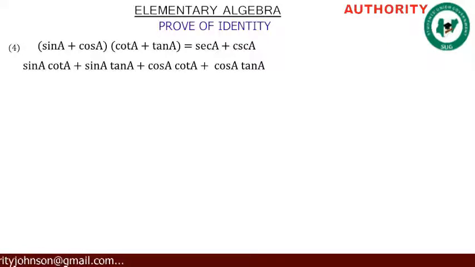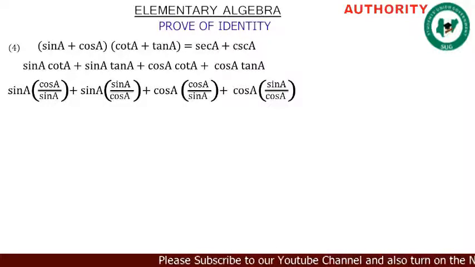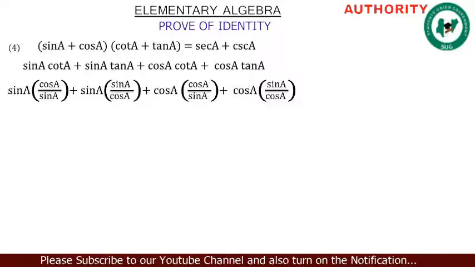All right, good. Now in this place, we have sine A cot A. So cot A is the same as cos A all over sine A. Let's put this in bracket because it is multiplication. Plus, we have sine A tan A. So tan A is the same as sine A all over cos A. Let's put it in bracket because it is multiplication.